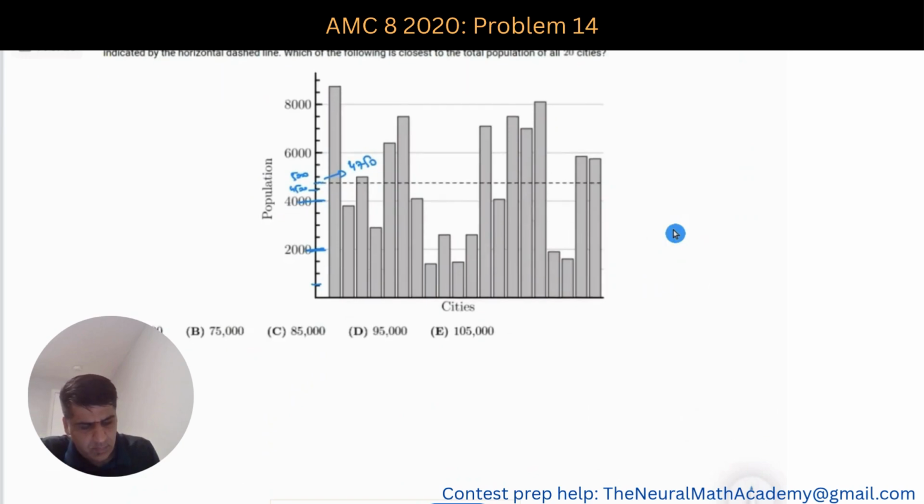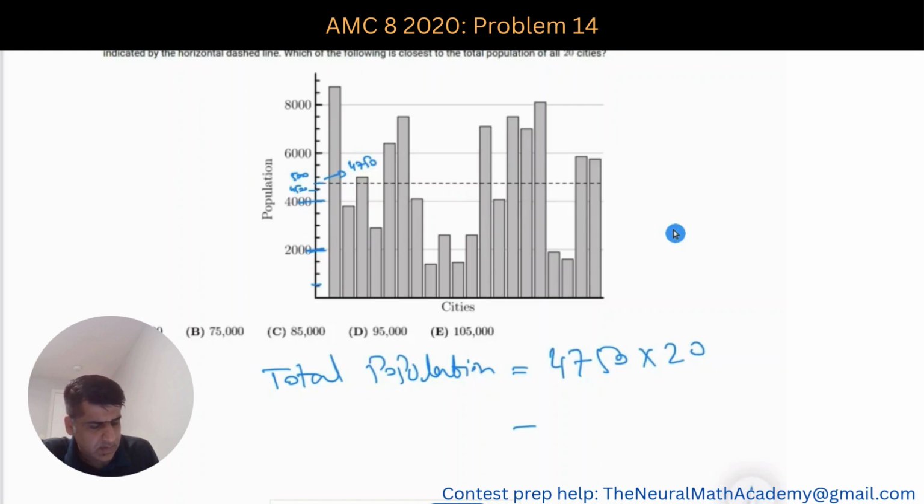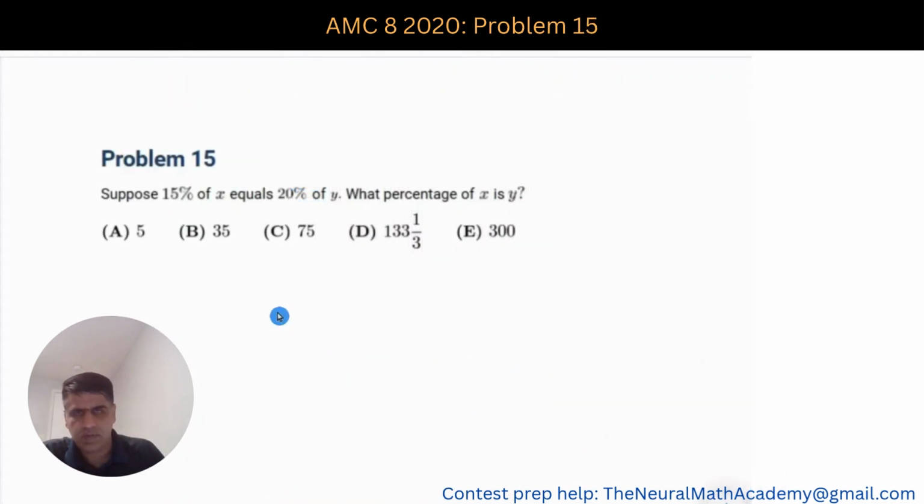So to estimate the population, I can simply multiply for the total population. I can multiply 4750 with 20. And if I multiply, I get 94 and then 95. So it should be then 95,000. So the answer is then D for this problem.